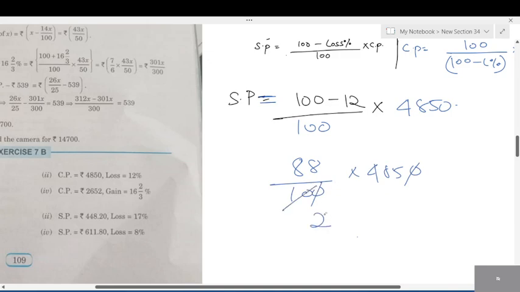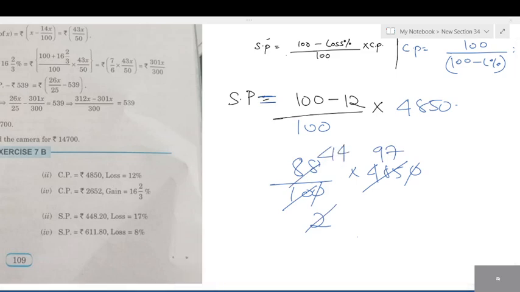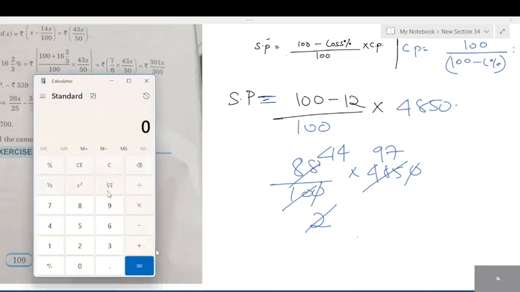Then 5 twos are 10. 5 times 97. 2 ones are 2, how many times? Yeah, let me show the direct answer. 44 into 97 is 4268. Did you get 4268?